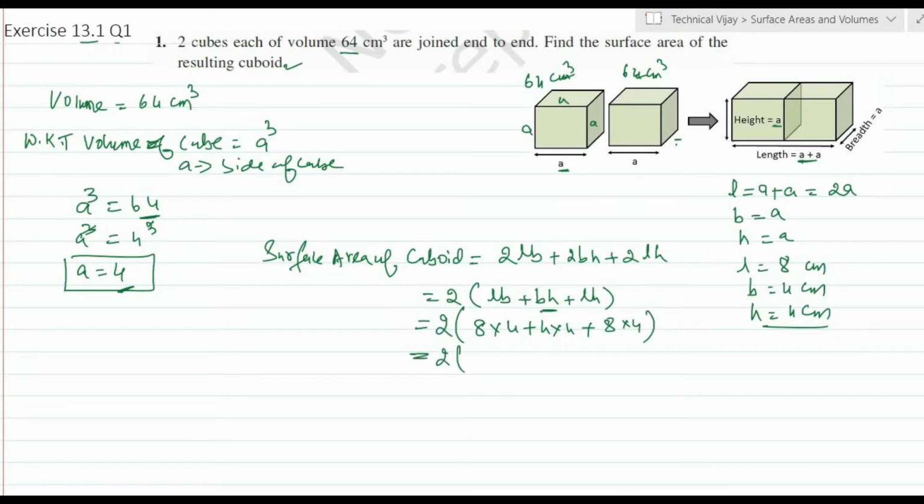So here 8 4 is 32, plus 16, plus 8 4 is 32. So 32 plus 16 is 48, plus 32 is 80. So 2 into 80 is equal to 160 square centimeter, because this is the surface area. So the total surface area is equal to 160 square centimeter. This is the solution. So we'll go for the next one.